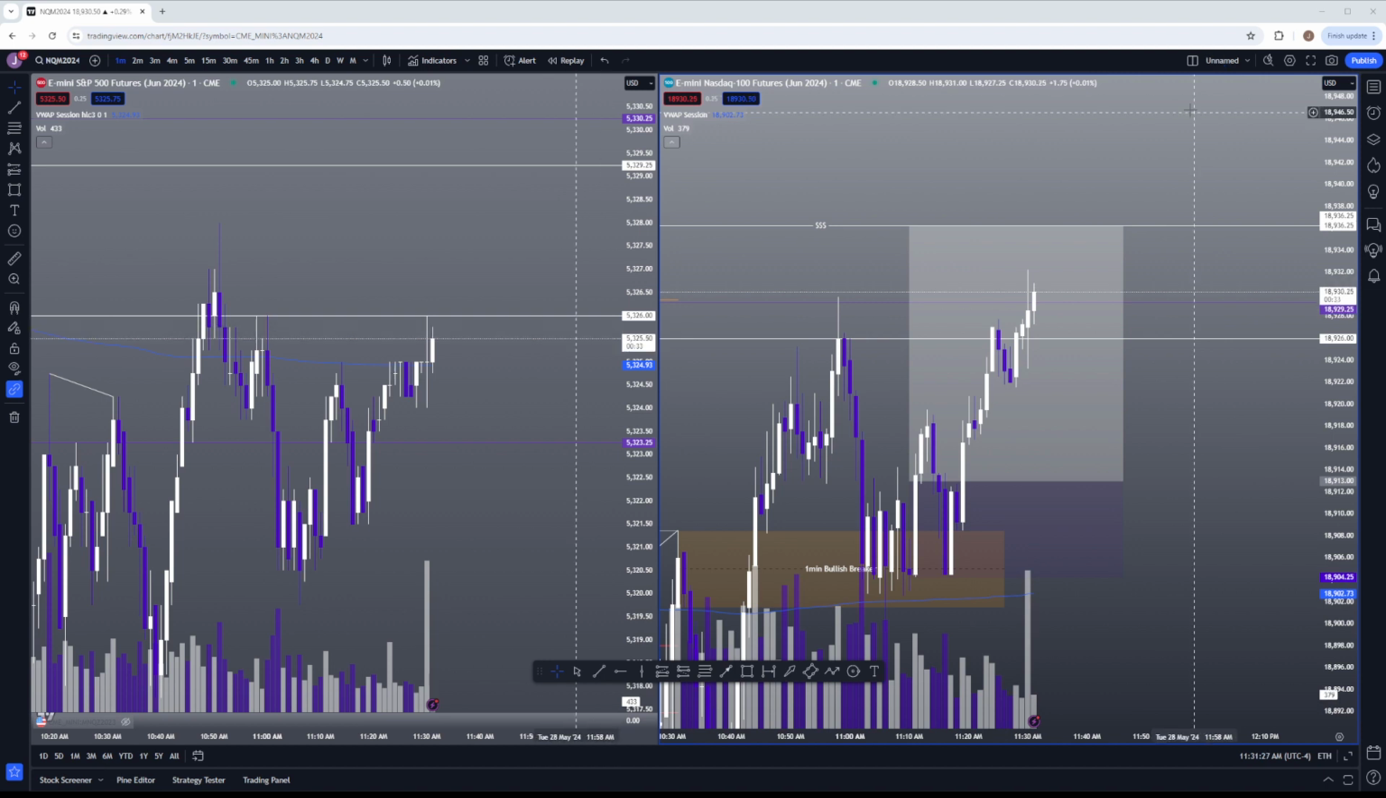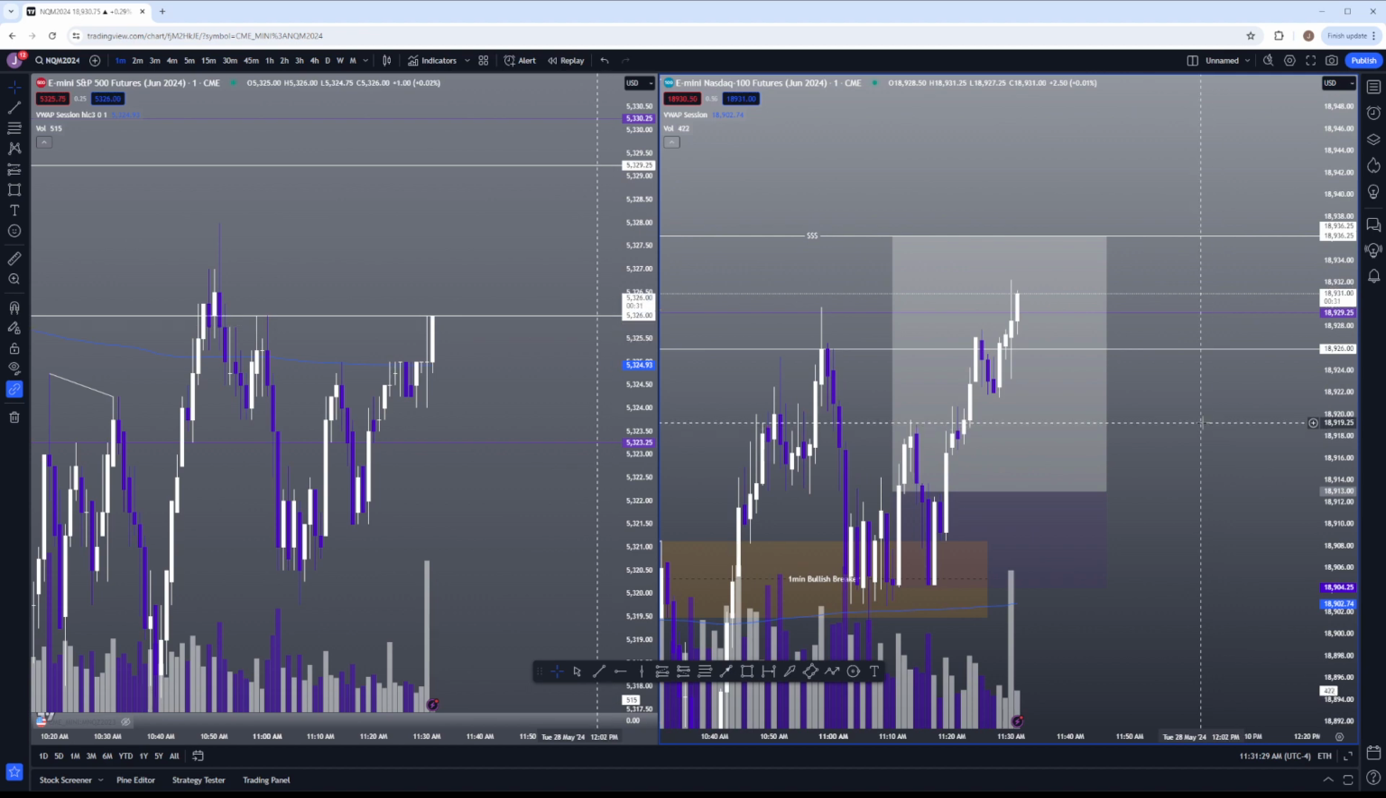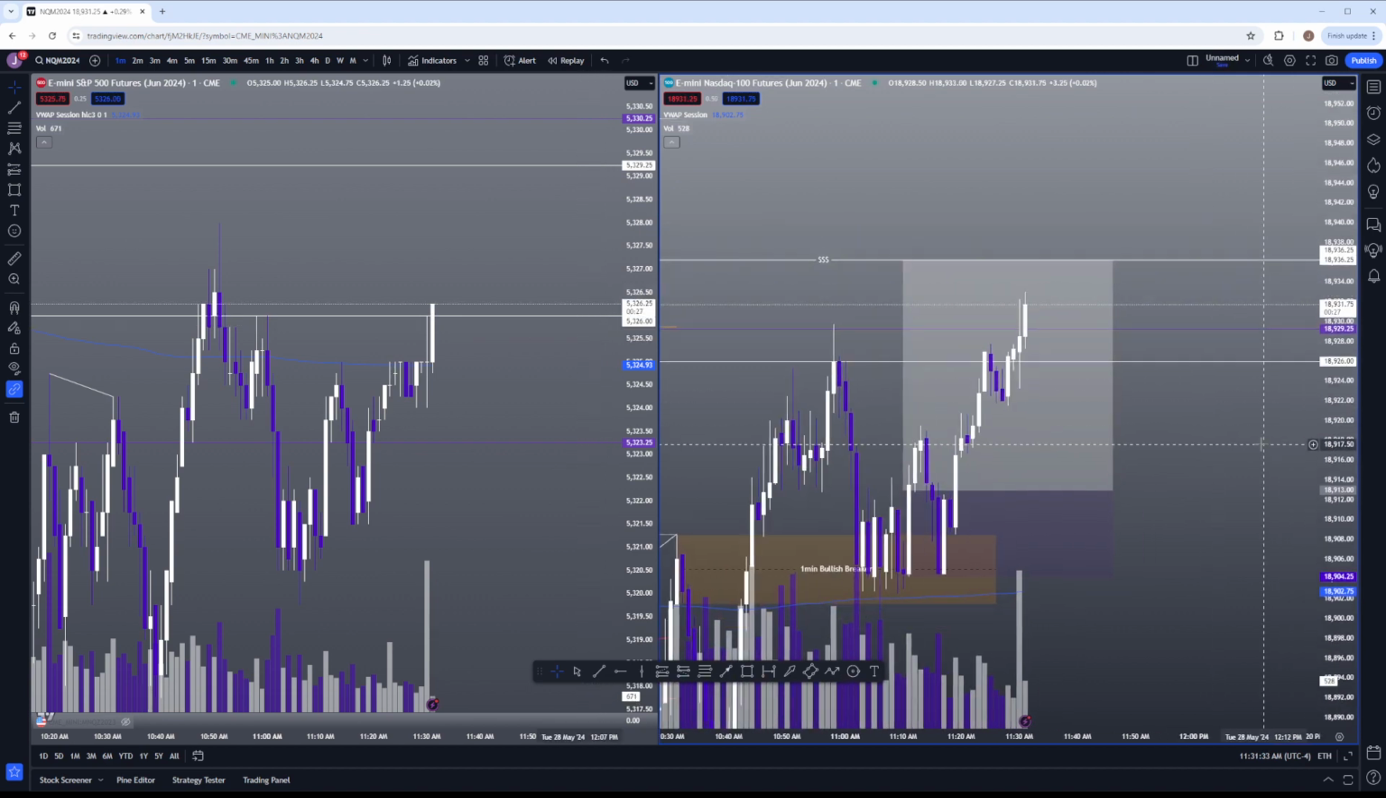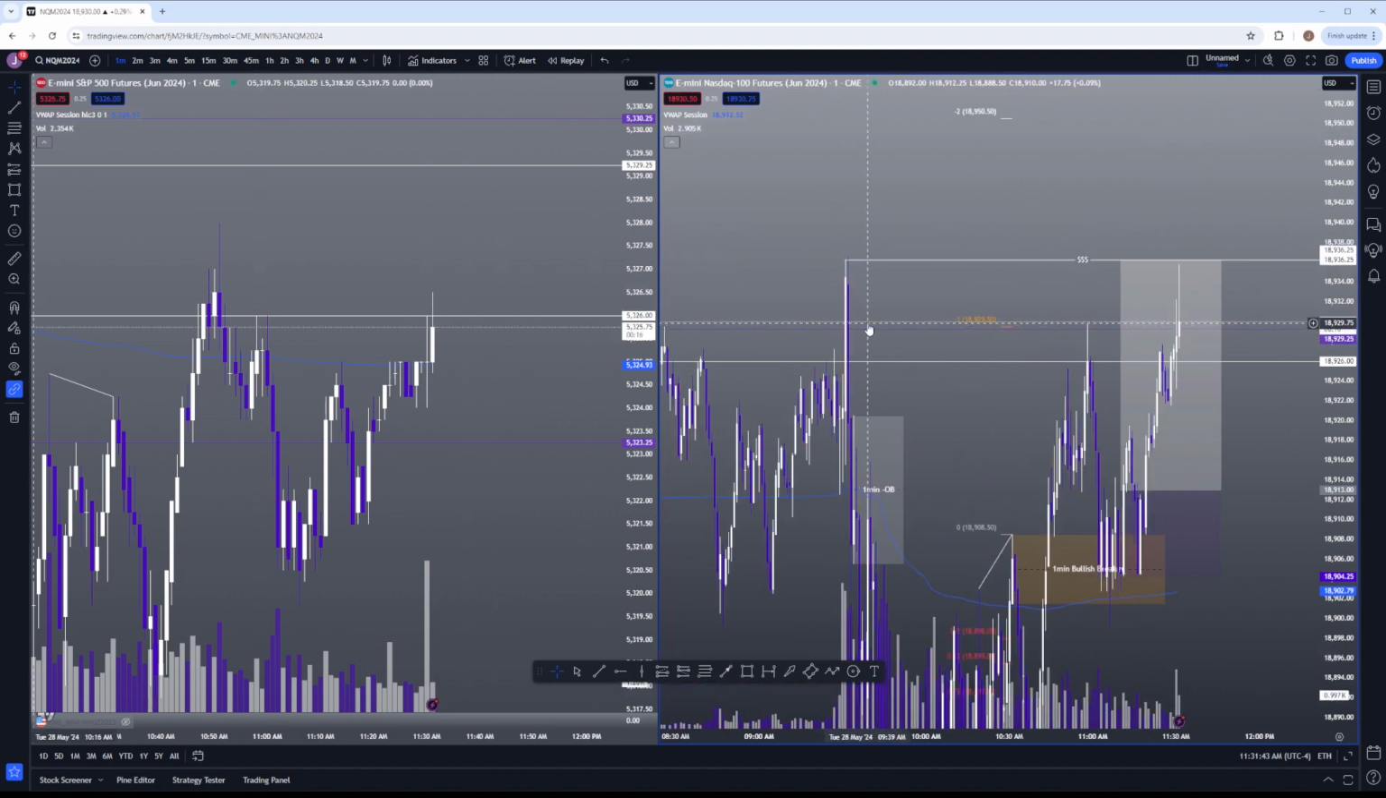See if we can do it. Let's see if we can do it. 18,936.25. We're almost there. You can also move your stop into profit at this point if you'd like. There we go. Oh, we almost hit that level. We didn't break through it.